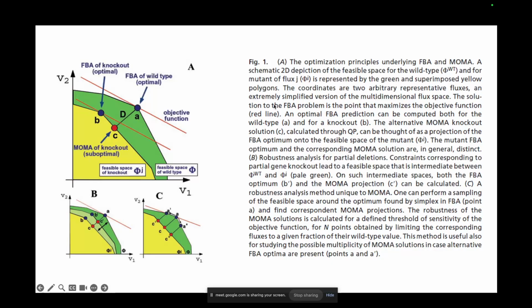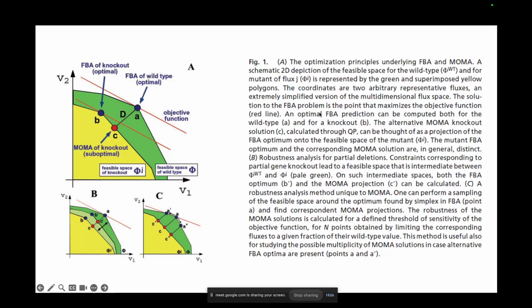Now the solution to the FBA problem is the point that maximizes the objective function. The red lines are your objective functions, one for MoMA and one for FBA, but you can just consider the red lines as your objective functions. This is your FBA space, and this is the point that maximizes the objective function for FBA.